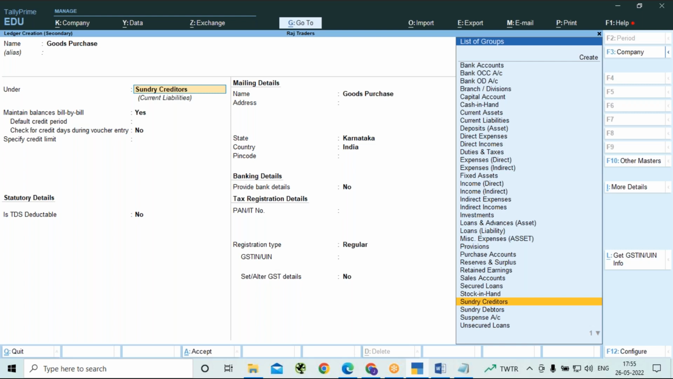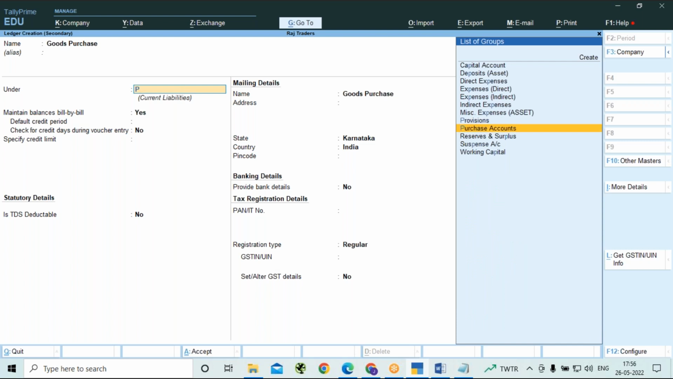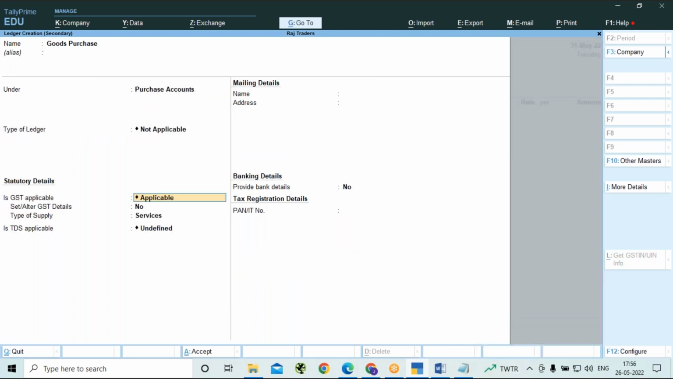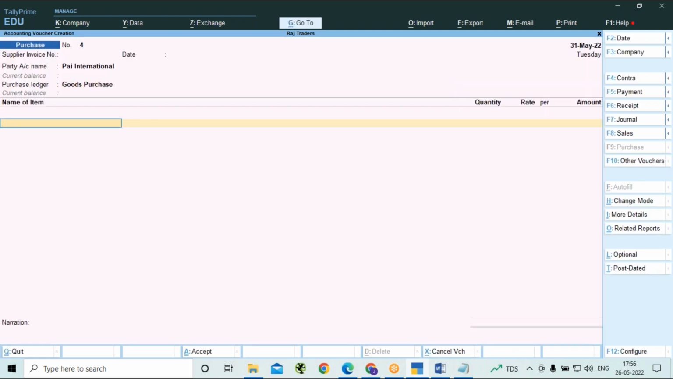Okay, so under purchase, GST is applicable: yes, applicable. For GST details here, in the ledger-wise option, keep this as no. Set or alter GST details will be no. Then type of supply is goods, and accept the screen.